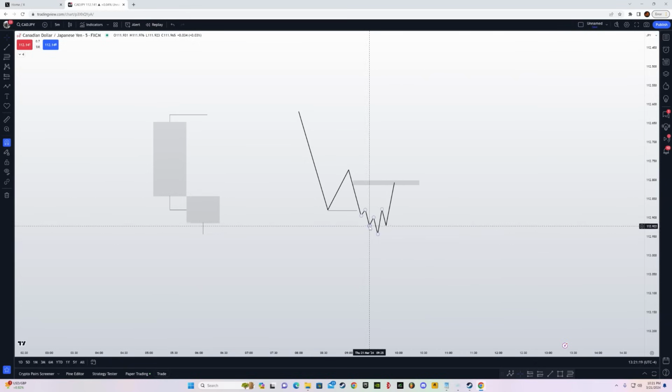For more confluence, you can use SMT divergence, and that is going to increase the probabilities even more. So I will give you guys some examples, and then you can go ahead and test it out for yourself. This setup was taken today, and it was sent out in the private Discord server.